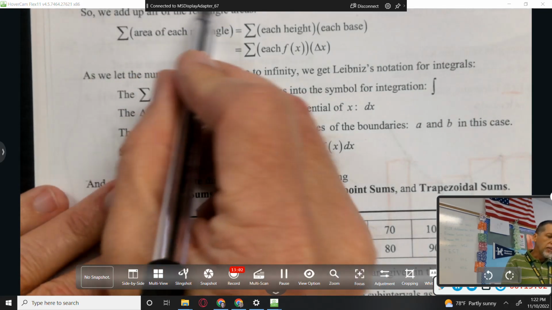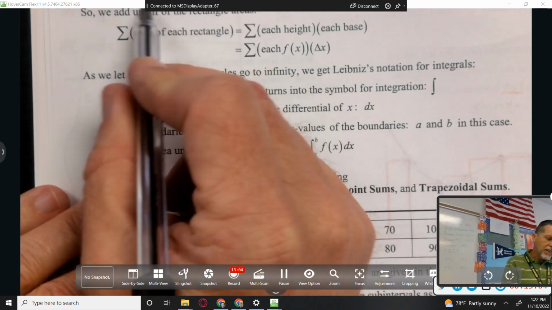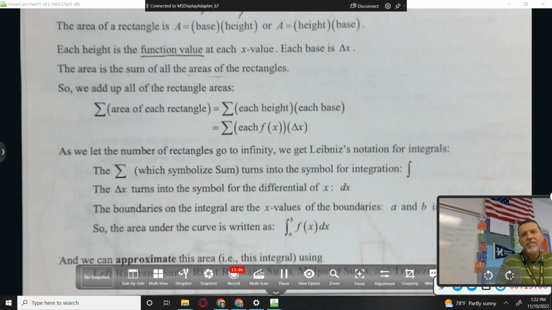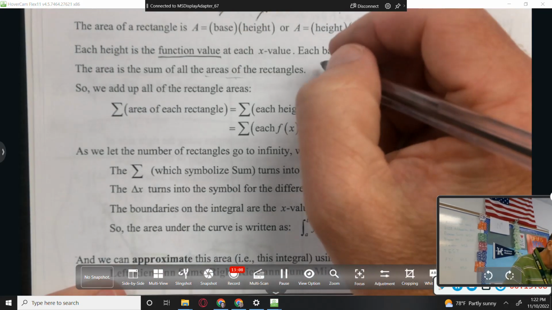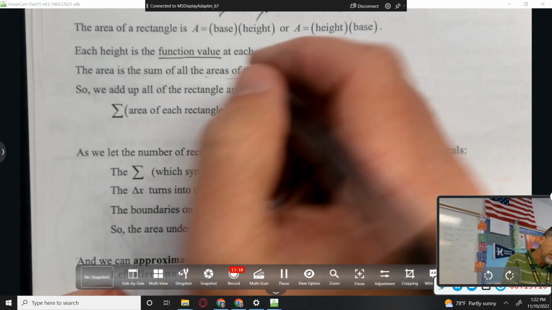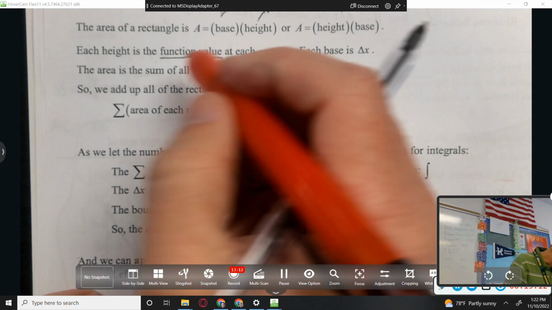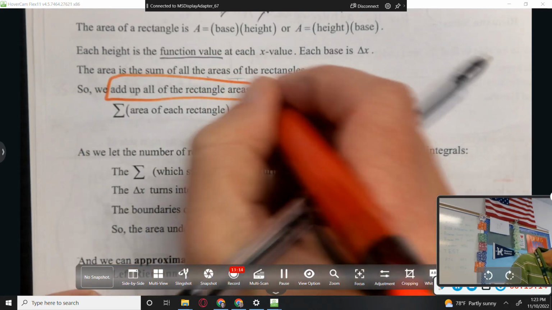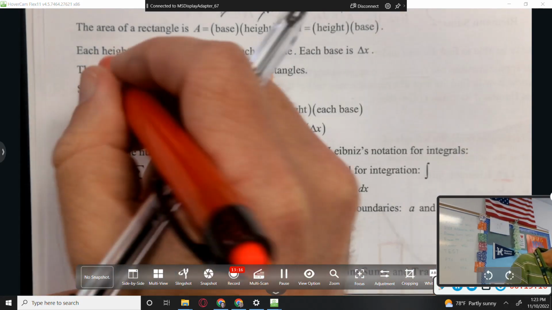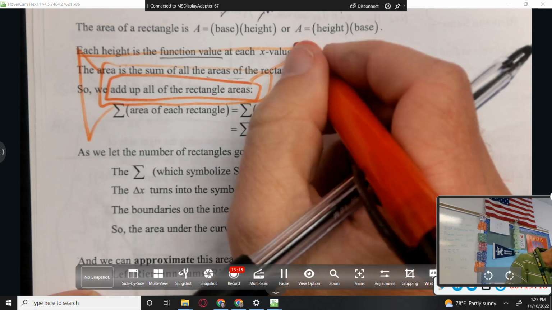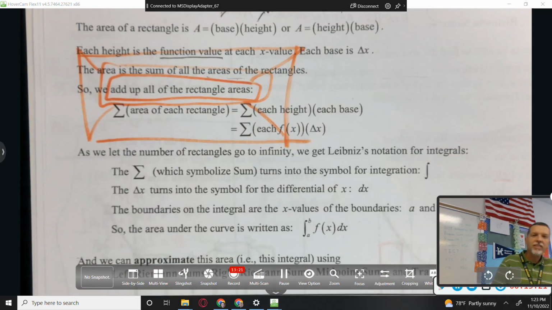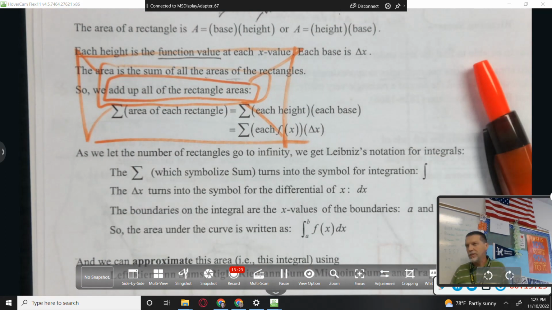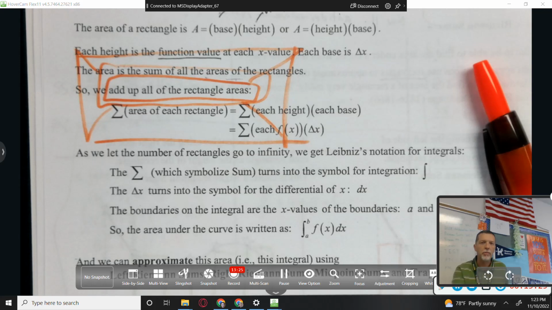The area is the sum of all the areas of the rectangles. Just add them up. That sounds fancy: add up the rectangles. That's the main point of the whole lesson right there. You got lots of fancy stuff going on. All you're doing is adding up rectangles. Maybe adding up trapezoids.